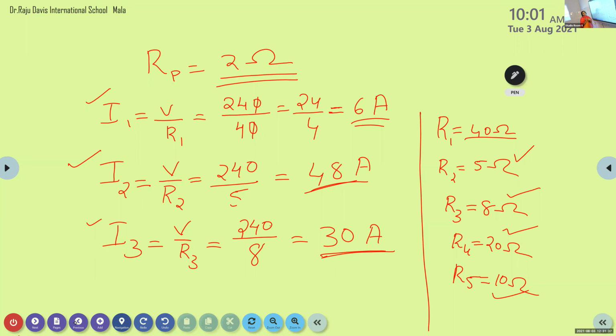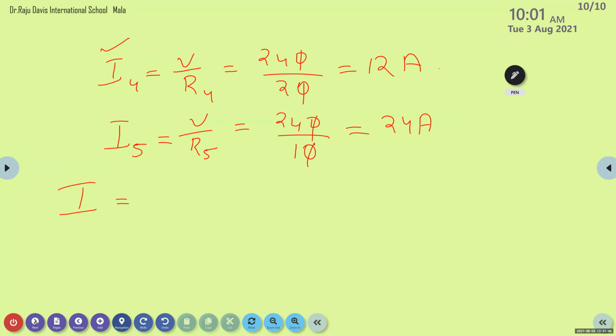Current is represented by the letter I. How can we calculate the total current? I1 plus I2 plus I3, exactly. I is equal to I1 plus I2 plus I3 plus I4 plus I5. You just sum all these different currents, so we get the total current of the electric circuit. The total current of the electric circuit is the sum of the currents passing through each individual resistor.